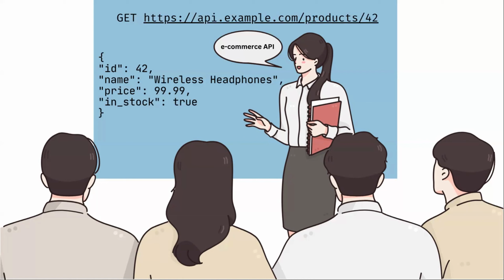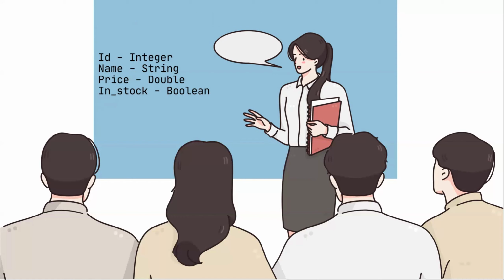The server will respond with something like this. An object with fields ID, name, price, in stock. So the user will see only the values for these fields. The response should respect the contract between services. ID should be an integer, name is a string, price is a double, in stock is a boolean.